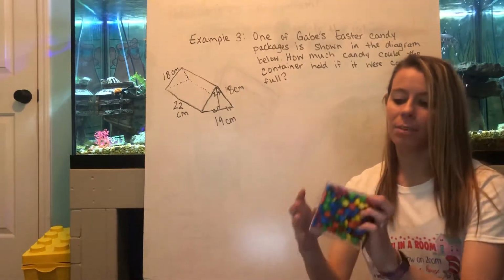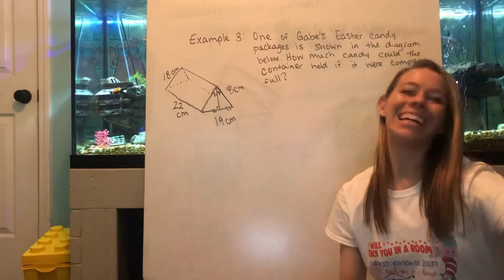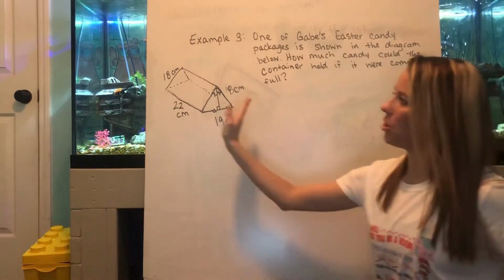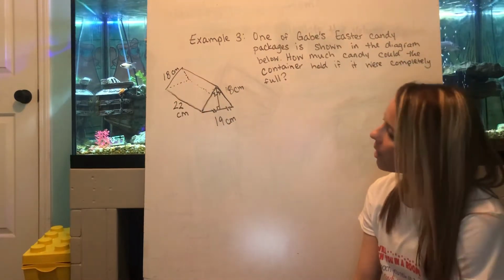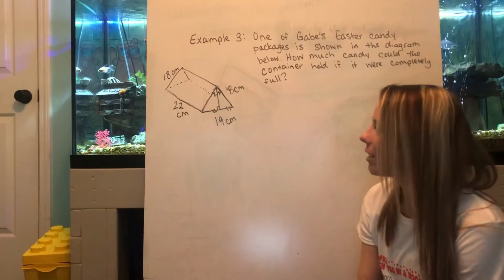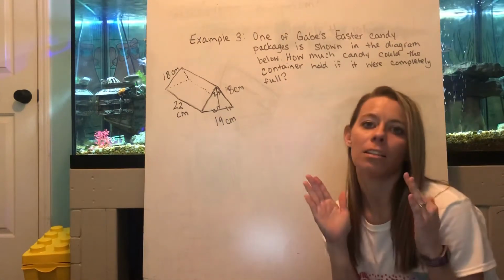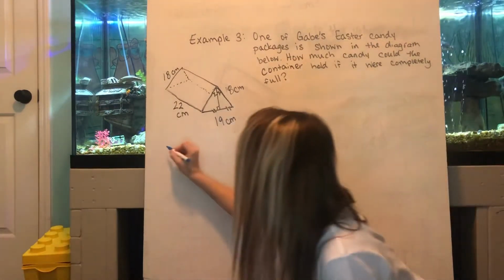So here's Gabe's Easter candy container. M&M's, our family favorite. So we're going to calculate how much M&M's could be in there. So first of all, we have to identify it's a prism because it has two triangular bases connected by rectangles. So it's a triangular prism.